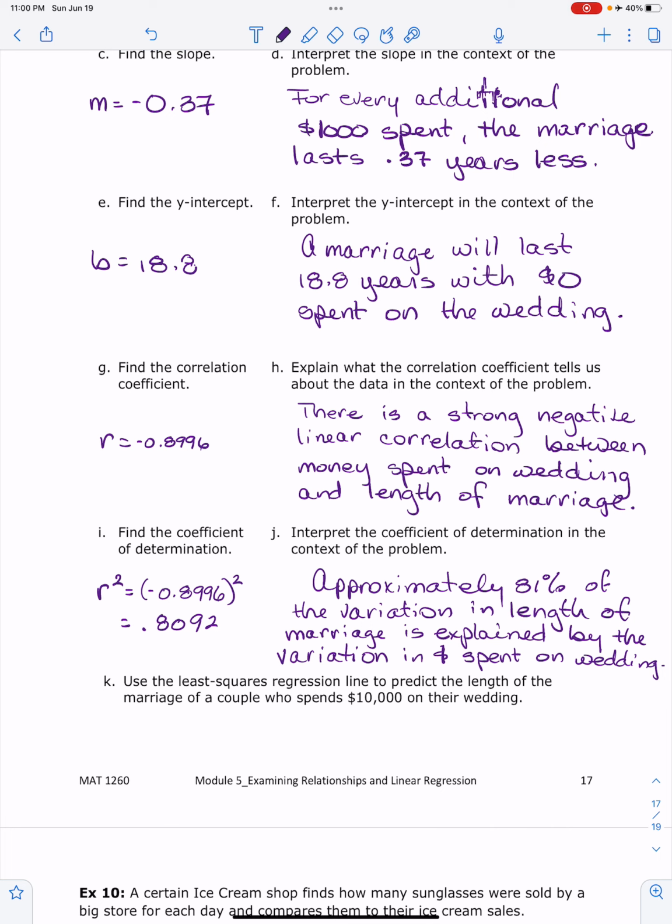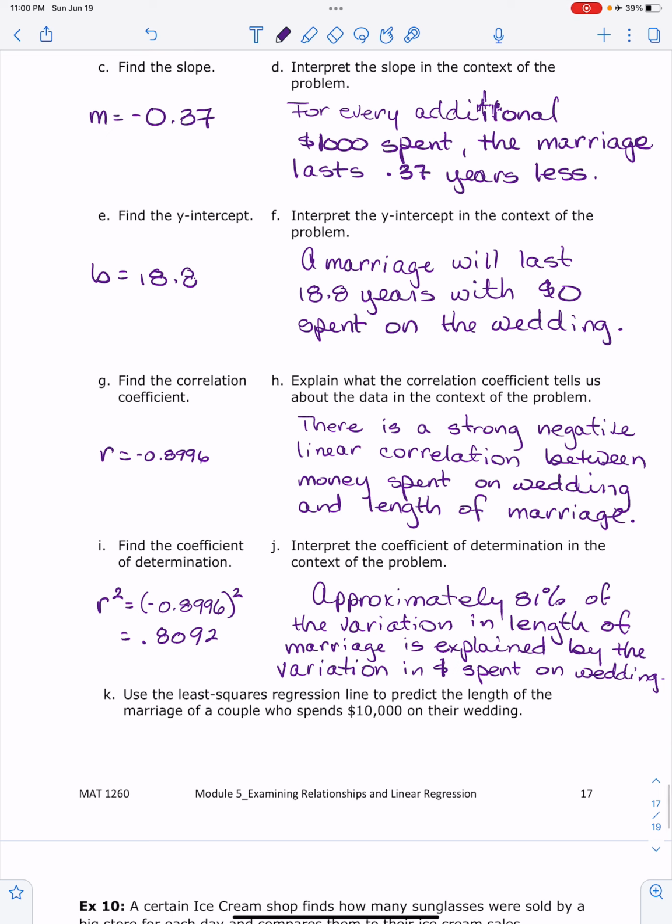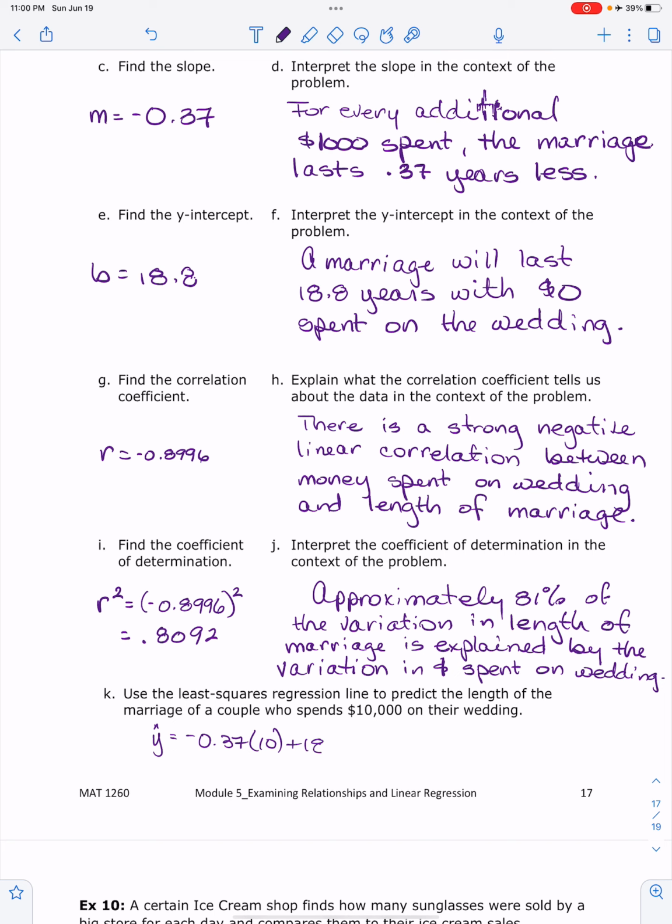So the last question, we want to use the least squares regression line to predict the length of the marriage of a couple who spent 10,000 on their wedding. Remember, our input is in terms of thousands. So when we set this up, I've got negative 0.37 times 10 plus 18.8. We would expect that marriage to last 15.1 years.